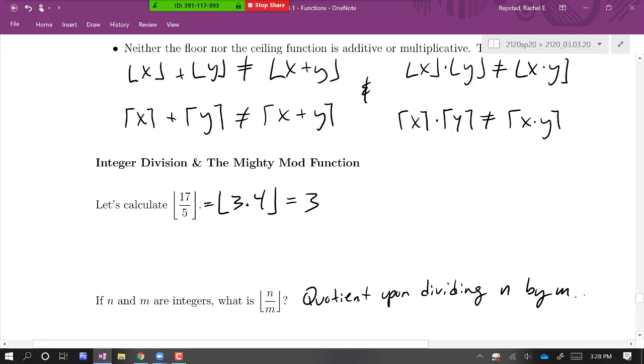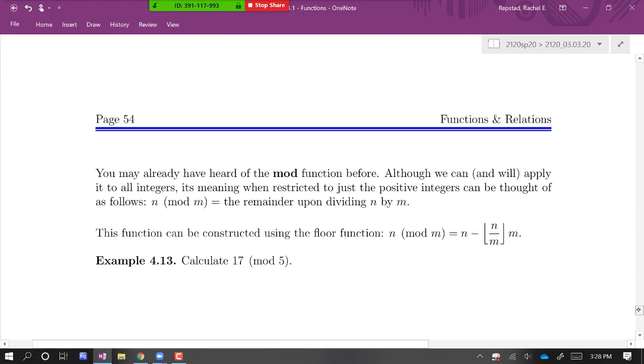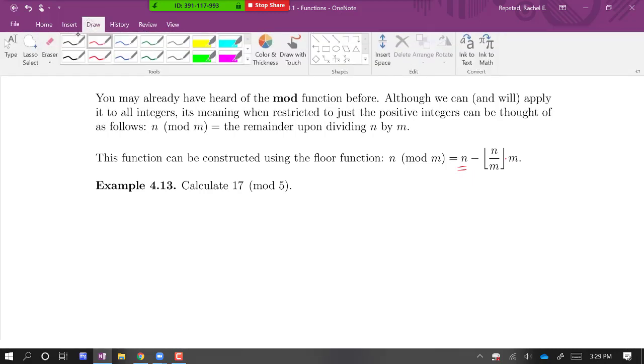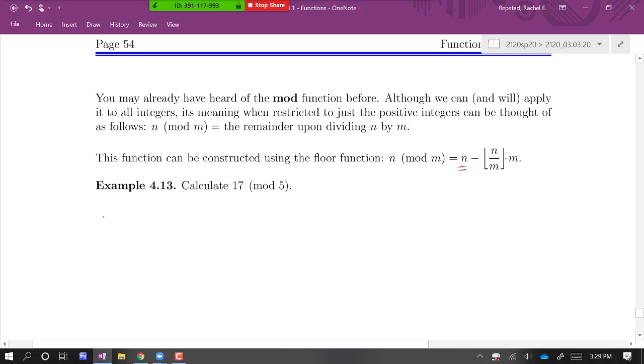Well, the 0.4, but think of it as the integers. I start with 17, I take 5 out 3 times, how many is left? 2. That remainder is what we're interested in. That's what the mod function does for us. And we can build the mod function using the floor function. The floor of n over m tells us the quotient upon doing the division. So I take that and multiply it by m and subtract it from n, and that gives us n mod m. So we can calculate 17 mod 5.